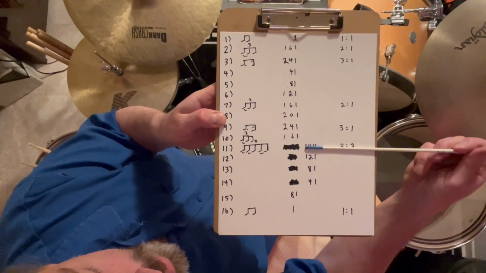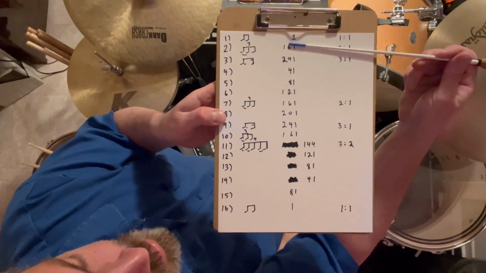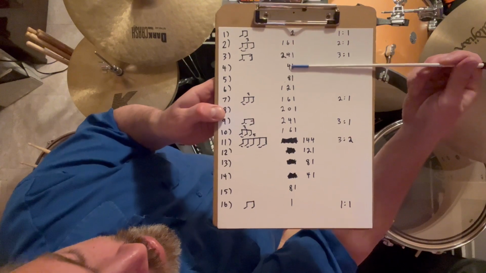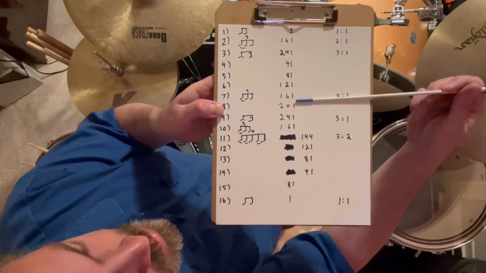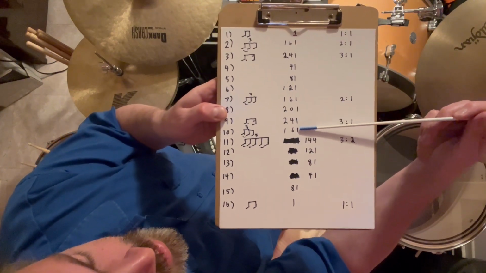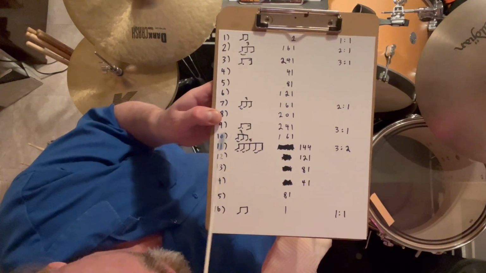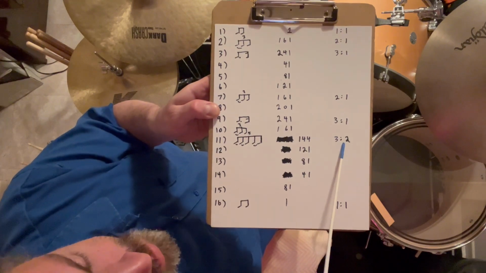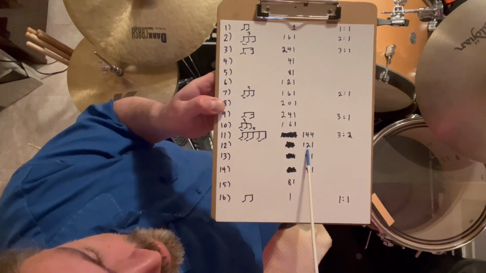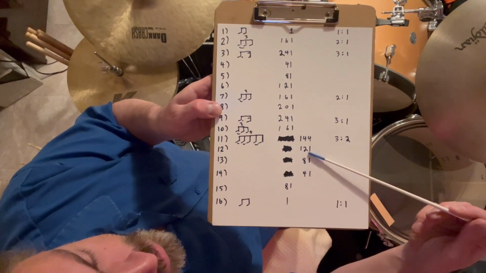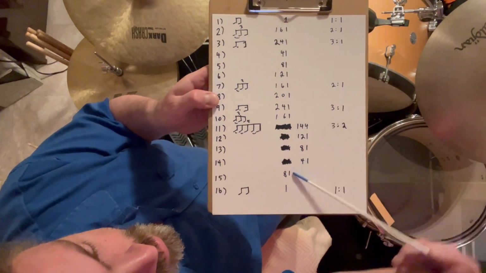Then I go backwards. So it starts with the triplet, then very swung, then it goes back to just a little swung, then it gradually gets to very swung, then it goes back to a triplet. Then this is slightly less swung than a triplet, the 144 quintuplet 3-to-2 ratio. Then we go backwards from back to 121, 81, 41.